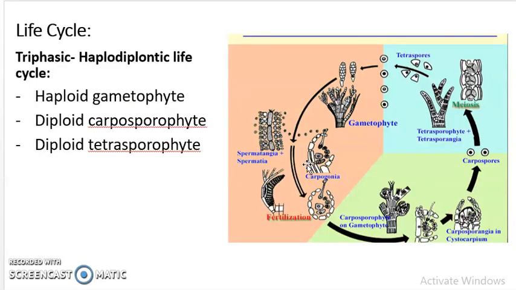So this is the life cycle of Polysiphonia. It is a triphasic haplodiplontic life cycle having a haploid gametophyte, a diploid carposporophyte and a diploid tetrasporophyte.